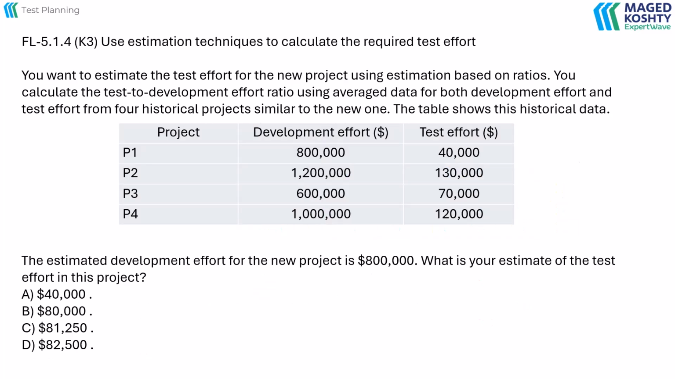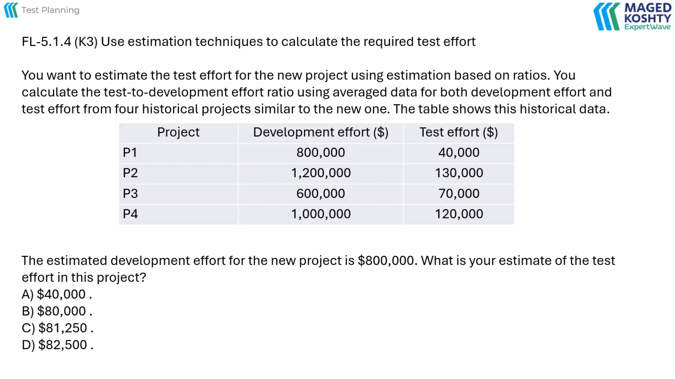Third question. You want to estimate the test effort for the new project using estimation based on ratios. You calculate the test to development effort ratio using average data for both development effort and test effort from 4 historical projects similar to the new one. The table shows this historical data. The estimated development effort for the new project is $800,000. What is your estimate of the test effort in this project?